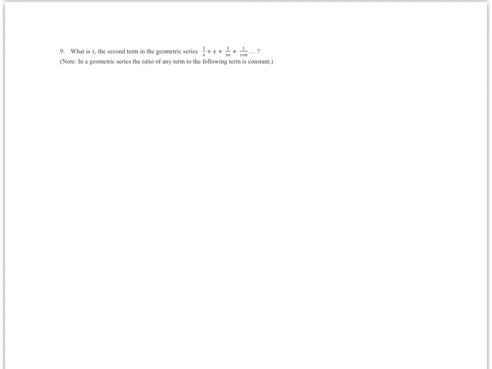What is x, the second term in the geometric series 1/4 plus x plus 1/36 plus 1/108? Note, in a geometric series, the ratio of any term to the following is a constant. What that means is, if you look at two consecutive terms, the numerator, to get from one to the next, you're multiplying by 1, because it's 1 the whole time. If we multiply 36 times 4, that's going to give us 108. So I'm assuming that's going to go 1/4 plus, multiply the bottom times 4 to get the next one, multiply the top times 1 to get the next one. That's why all my tops are 1s.